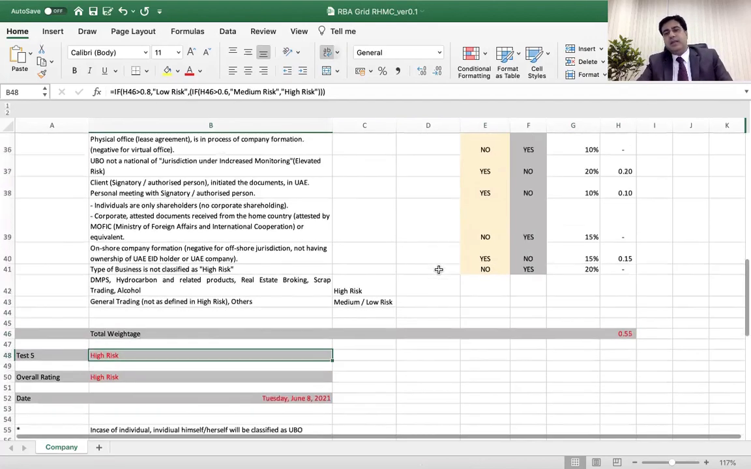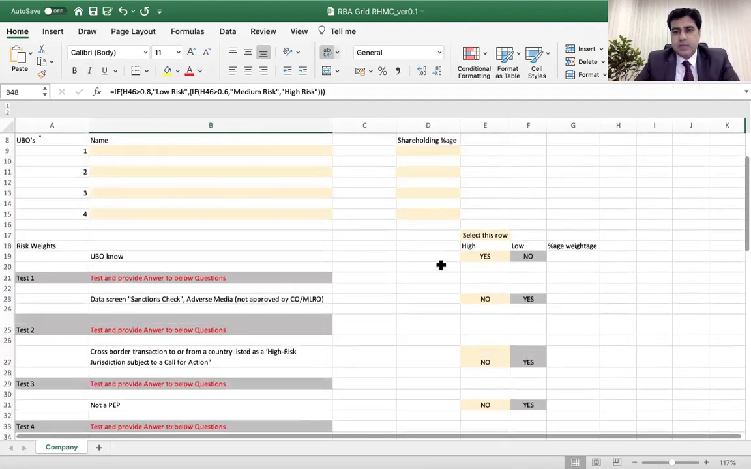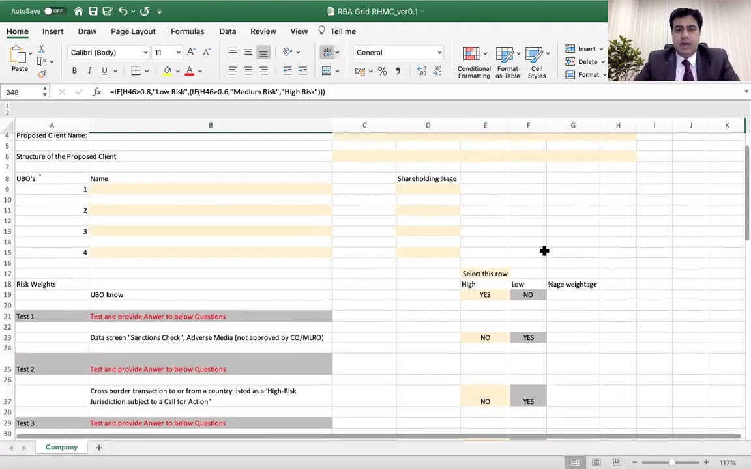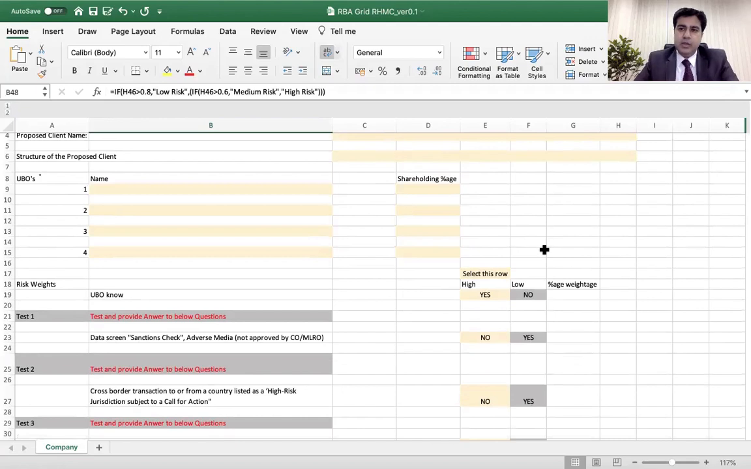So this is one of the methods which can be used from a risk management perspective, and a very effective method. But again, this is not a standalone thing. It has to come from the policy and procedure and the risk adoption which is done from a client perspective. So let me stop the screen here.